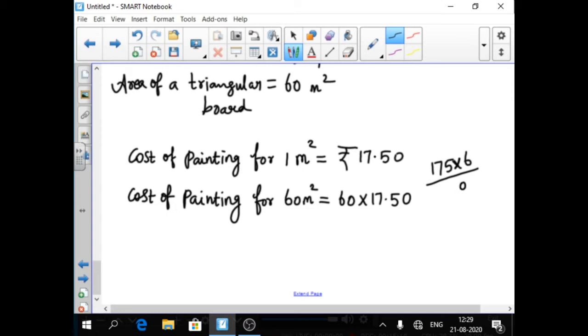6 5s are 30, balance 3. 6 7s are 42, 42 plus 3, 45. Balance 4. 6 1 is 6, 6 plus 4, 10. Okay, so now we have two zeros, 60, no? So you will get one more 0. Here also we have a 0. Then you have to keep the point. So what do you get? Rupees 1050.